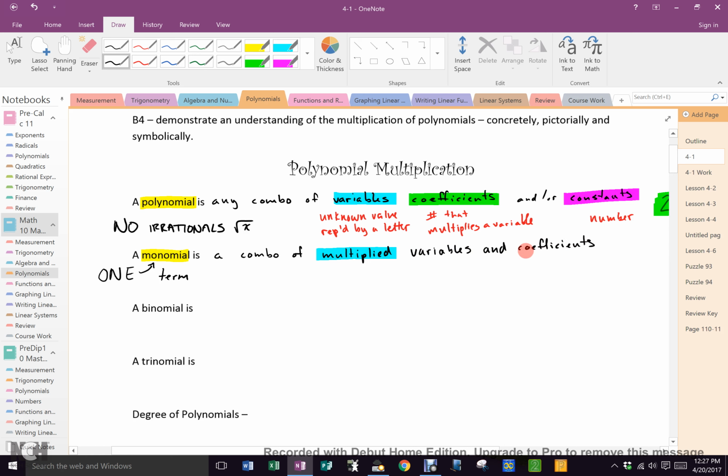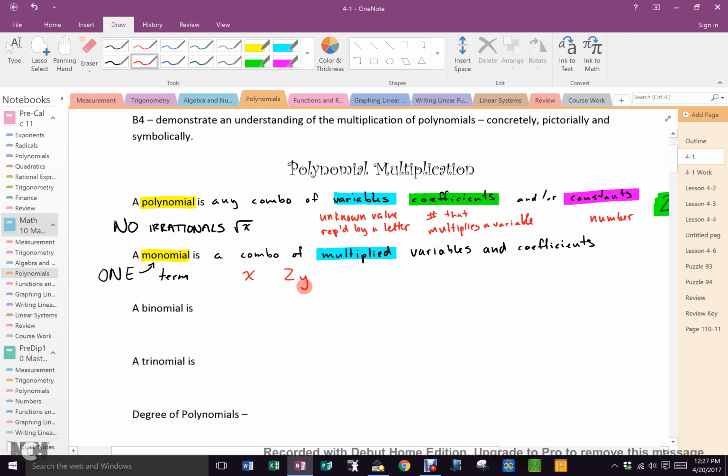Okay, multiplied. So let's do a couple of examples in red. X, is that a variable? How much is it being multiplied by? 1. So is that a variable and a coefficient? So that is a monomial. Everybody cool?